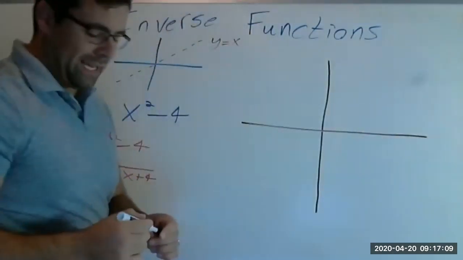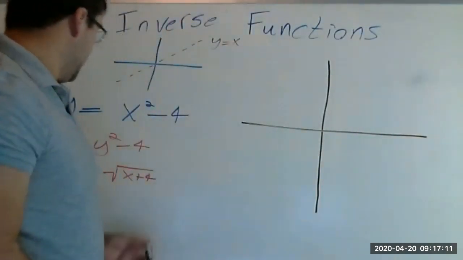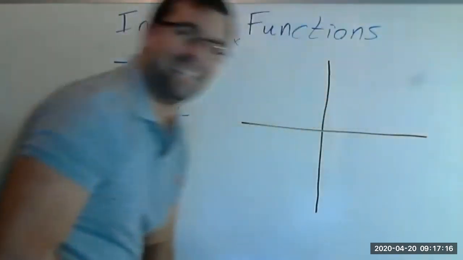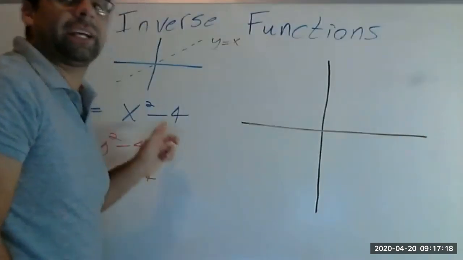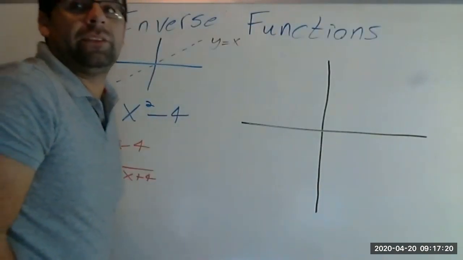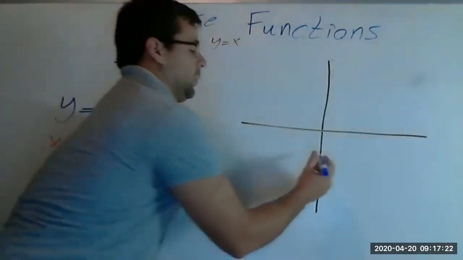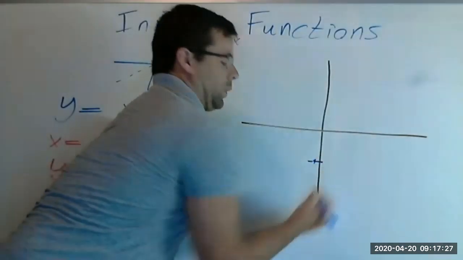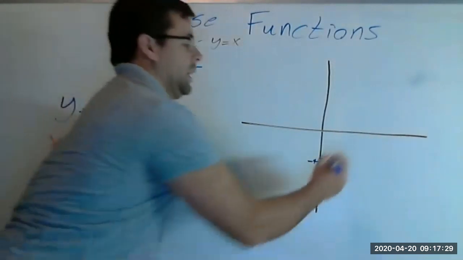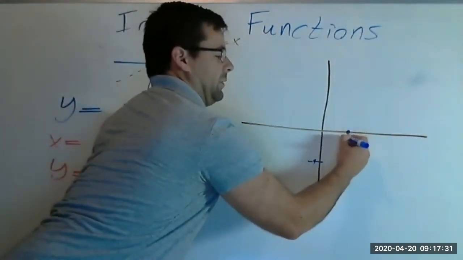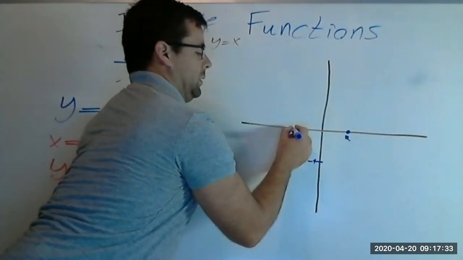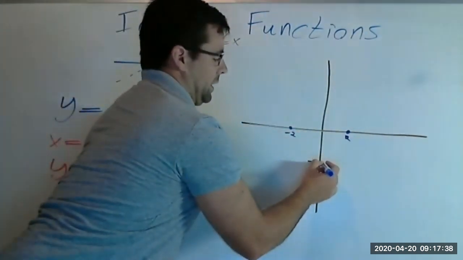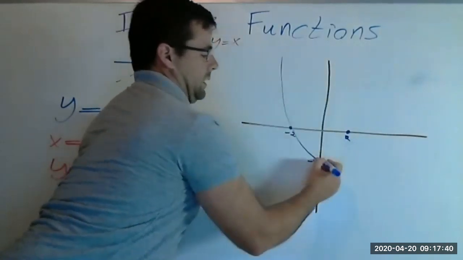And it's helpful to look at the graph. So y equals x squared minus 4 is a parabola with a y-intercept of -4 and x-intercepts of 2 and -2. So it'll look something like this.